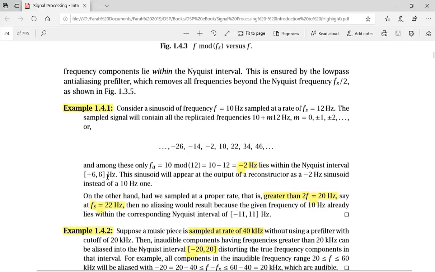For example, if you are applying a sine wave of 10 hertz, then the sine wave of 10 hertz would become a sine wave of minus 2 hertz. So this minus 2 would appear in the argument of sine, that is, sine of 2 pi times minus 2.